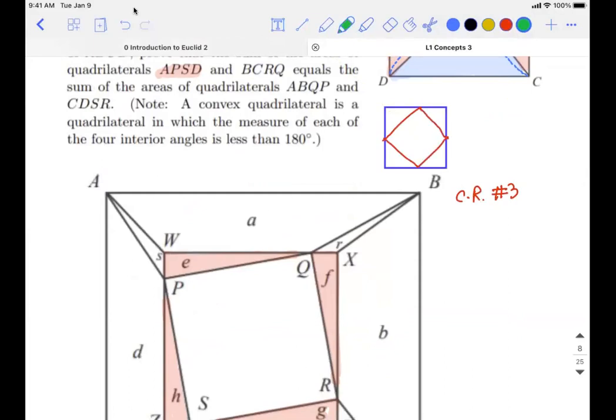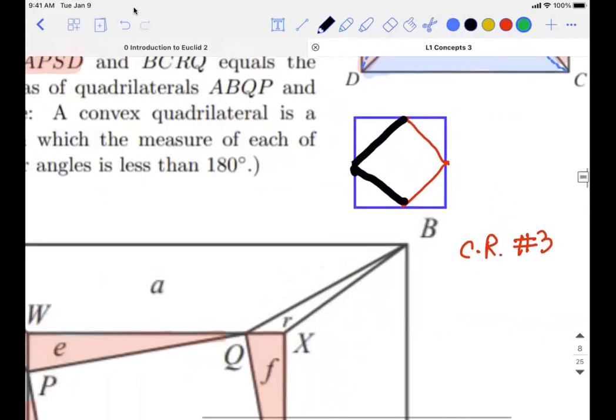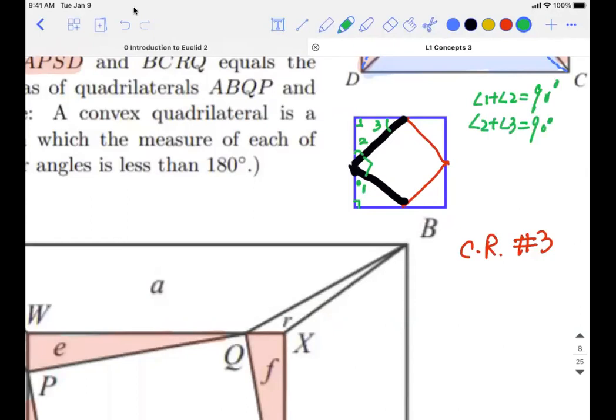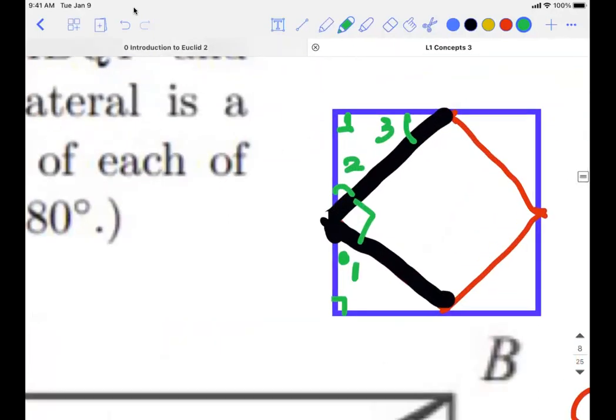So let's say I want to prove these 2 triangles are congruent to each other. This side equals this side, right? It's a square, so of course all the sides are the same. Also, this is 90 degrees, and this is 90 degrees. Angle 1 plus angle 2 equals 90 degrees, of course. And also, angle 2 plus angle 3 equals 90 degrees, right? Of course, they're within the same right triangle.